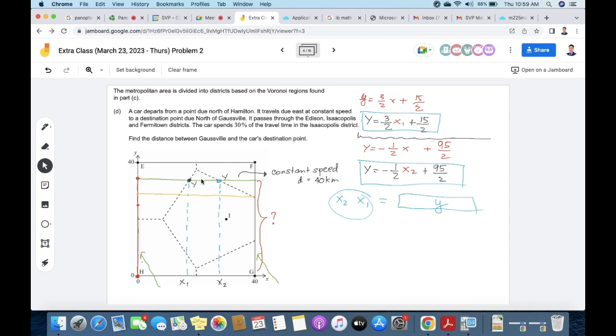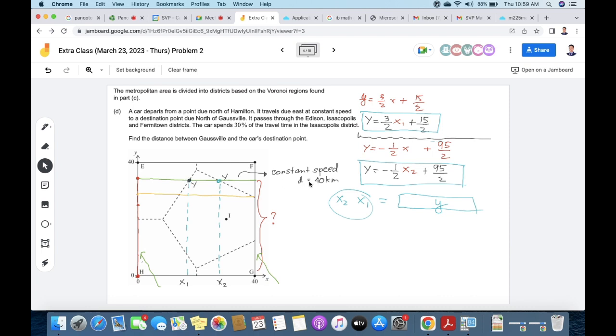Now, since this is a constant speed, it only means that the person covered the same distance per minute. It doesn't mean that here he goes faster, here he goes slower, here he goes faster. No, the speed is constant. In other words, it's the same all throughout within this particular distance here. So it's the same as spending 30% of the time here. It's the same as covering 30% of the distance as well. Do you follow?